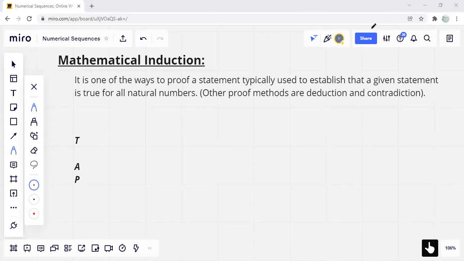Okay, so in this video we will revise what we covered in numerical sequences. We started by learning about mathematical induction, which is one of the ways to prove a statement. Other proofs need deduction and contradiction, but induction is usually used to establish that a given statement is true for all natural numbers. So if a statement includes natural numbers, it's most likely to be used in sequences, meaning the mathematical induction.